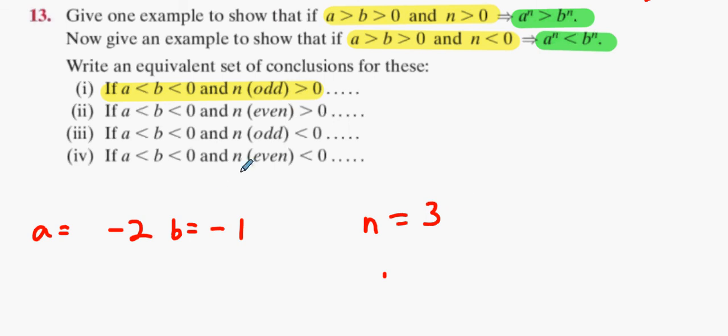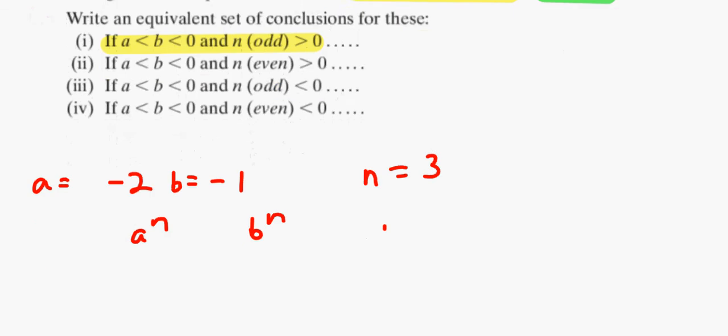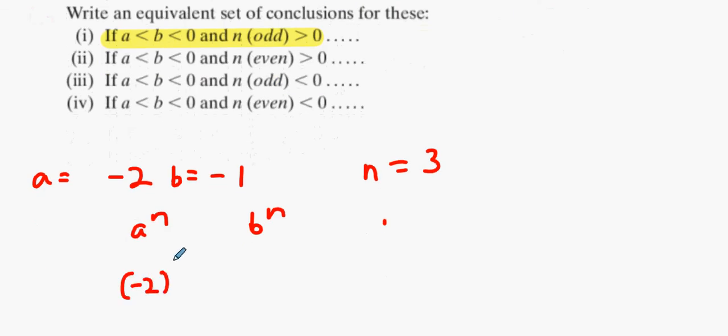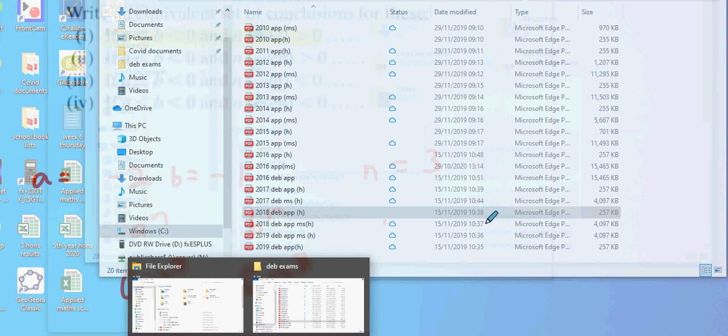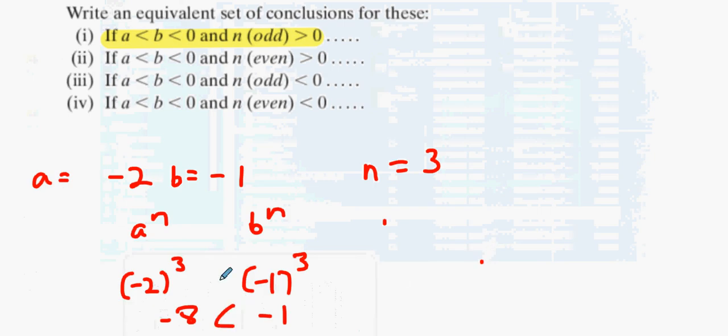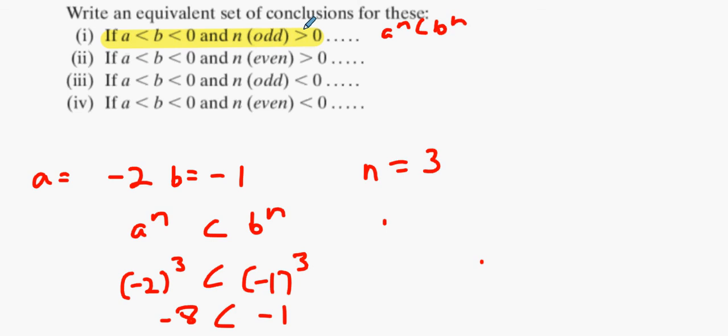Then try A to the power of N and B to the power of N separately. So try minus 2 to the power of 3 versus minus 1 to the power of 3. You'll get minus 8 and minus 1. Which one's bigger? Minus 1's bigger. So therefore your conclusion should be A to the power of N is smaller than B to the power of N. And you're done. There you go. Now for another one.